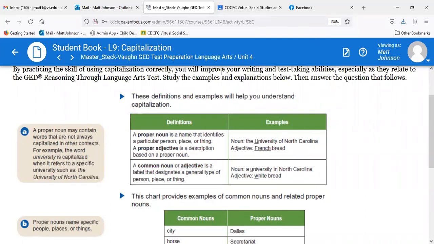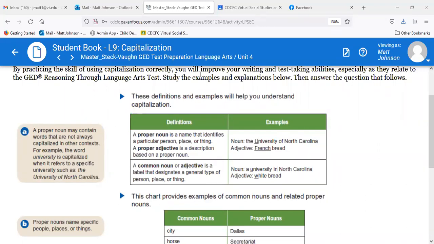So, for instance, the University of North Carolina, that's a proper noun. University of, you got capital U, capital N, capital C. And then the proper adjective would be French bread, which I think I used as an example a second ago. So like nationalities and things. And a common noun or adjective is just a label.